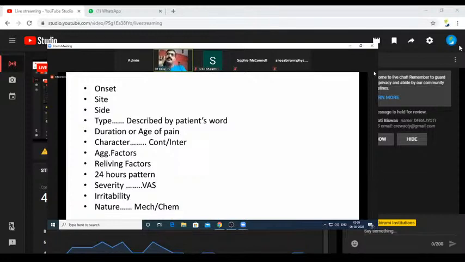Many times students and physios say, where is the site of the pain? It is in the lumbar spine. Lumbar spine is a very vast area. In the lumbar spine, where exactly is it? Whether it is at the L4 transverse process area on the right side, or in the center at the spinous area, or where exactly. That's the site.